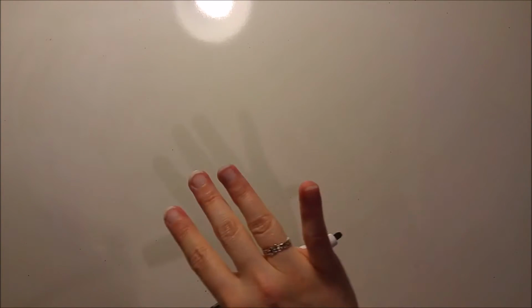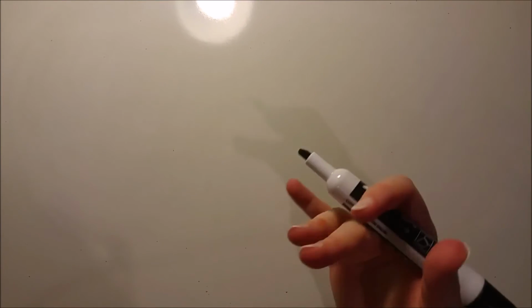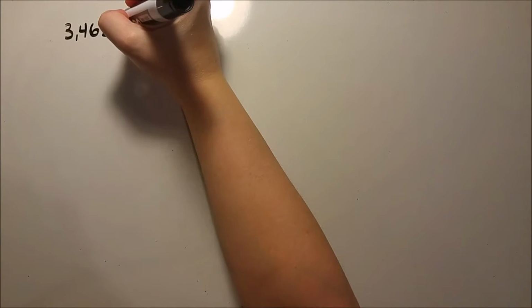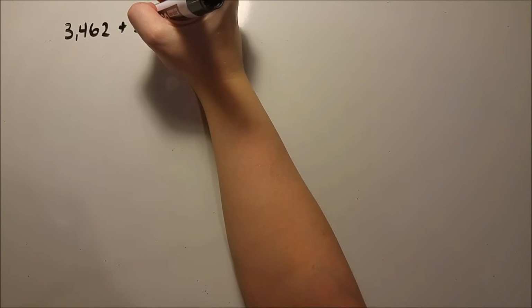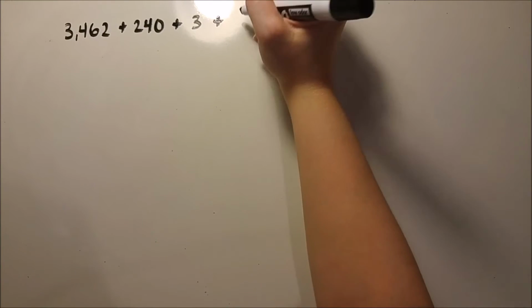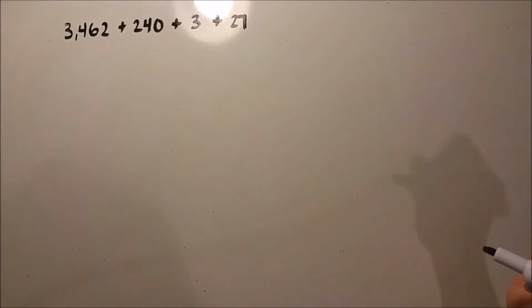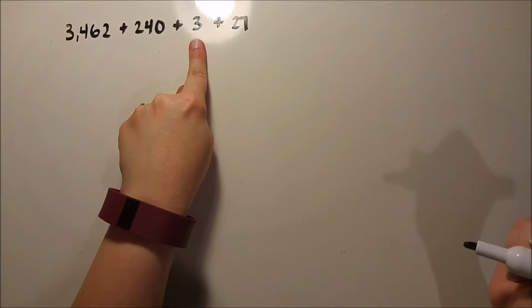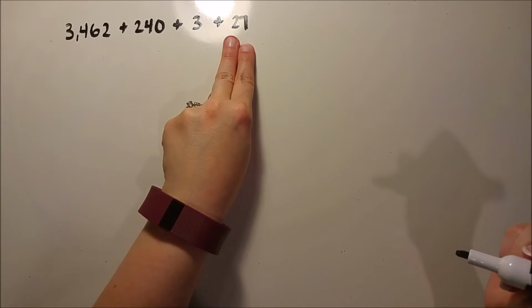Now, when is this method the most helpful? That's when you have numbers of various lengths, different sized numbers. So let's say we want to add 3,462 plus 240 plus 3 plus 27. We have a 4-digit number, a 3-digit number, a 1-digit number, and a 2-digit number.